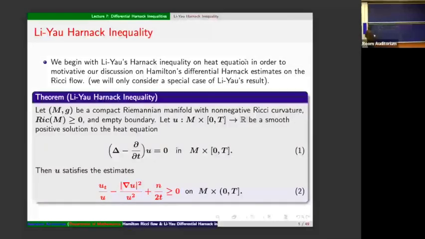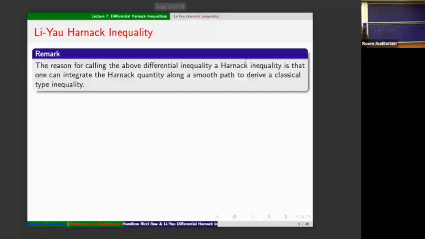So this one can be integrated along a smooth path on the manifold. You pick two points on the manifold, then you can find a path between the two of them. Then you can integrate along that path. Then if you use that, you get a Harnack inequality. We are going to do that. Then let me just move on.